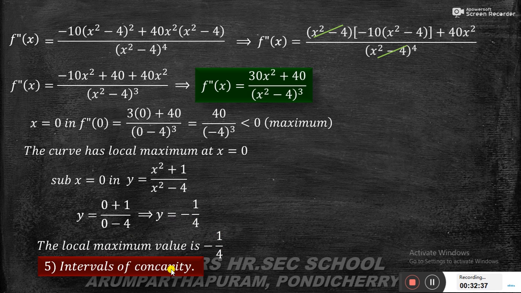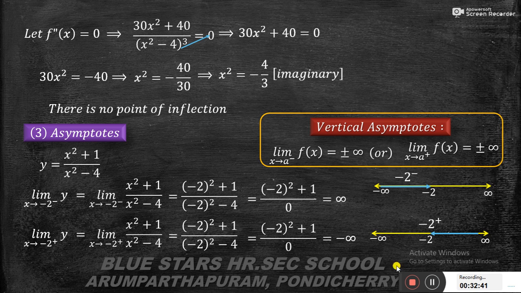Intervals of concavity. Now we find out the intervals of concavity. So let f double dash of x equal to 0. This second derivative equal to 0 means 30 x square plus 40 equal to 0. I write 30 x square equal to minus 40, so x square equal to minus 40 by 30. The zeros cancel, so x square equal to minus 4 by 3. It is an imaginary answer, because x equal to square root of minus 4 by 3.